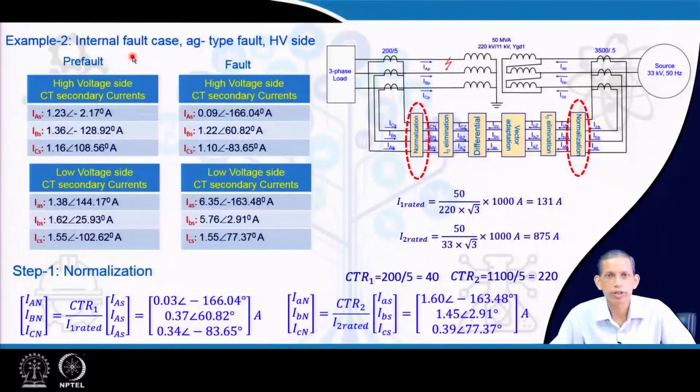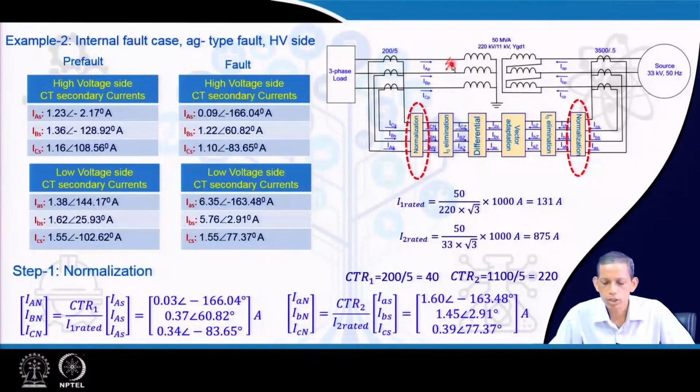Next, we go for an internal fault case. It is the same arrangement for the transformer, only the fault is created in between the two groups of CT sensors, internal to this arrangement. So it is an in-zone fault in this case. The pre-fault condition remains the same for both the high voltage and low voltage winding sides. Now, a phase A to ground fault is created.